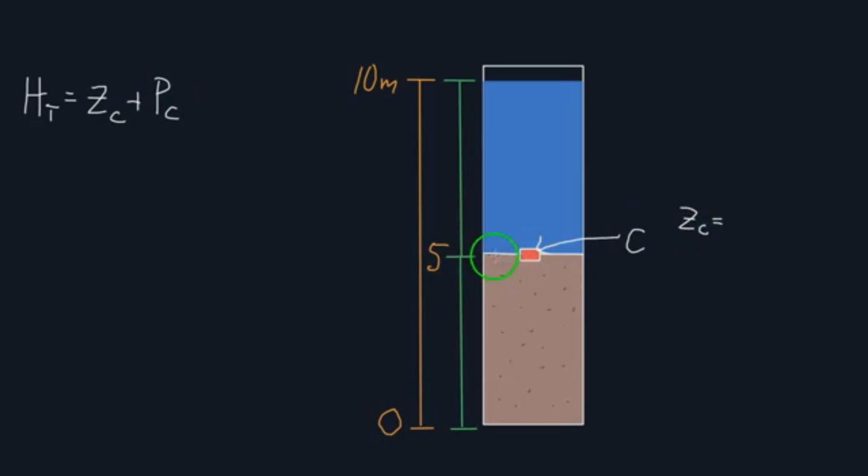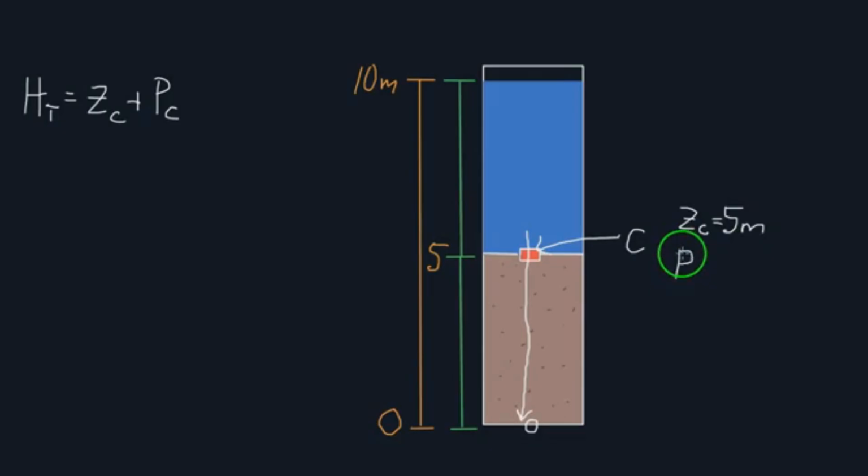Okay, so let's figure out the elevation head at C. So this body of water is standing 5 meters above our datum here at 0, right? And if we pull this plug, we know this body of water is going to drop through the sand and hit the bottom there, right? And so our measuring point C here will wind up down here at the bottom, right? The bottom of the body of water will be at the bottom of the cylinder when we pull the plug. And so that's a 5-meter drop. So that is our elevation head, right? 5 meters.